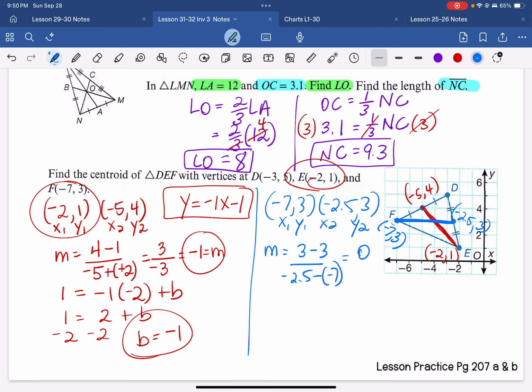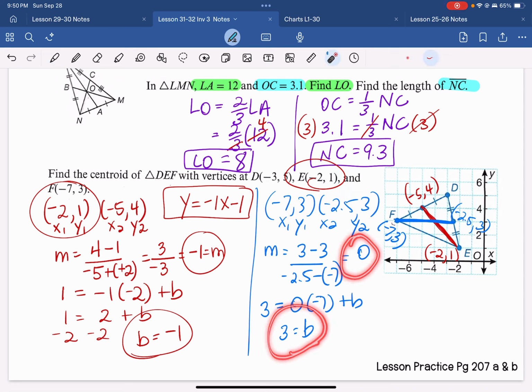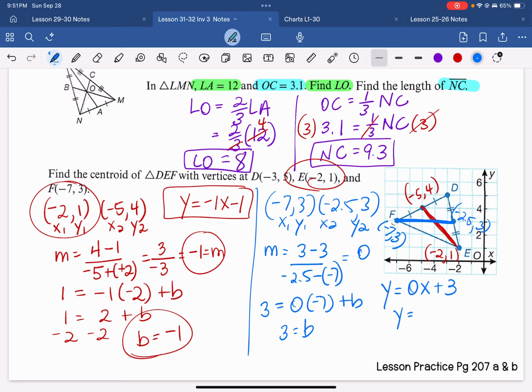Now it's time to find our b, which I'm going to do using this one right here. You can use either one you want. y equals mx plus b. Anything times 0 is 0, so 3 equals b. Now I'm going to plug my m and my b back into y equals mx plus b, and I get y equals 0x plus 3, which means y equals 3 since there's 0 x's. Okay, so that's the equation of that line.